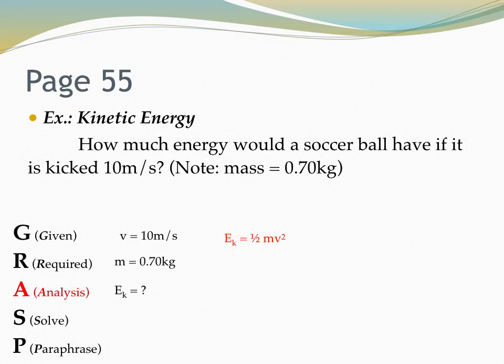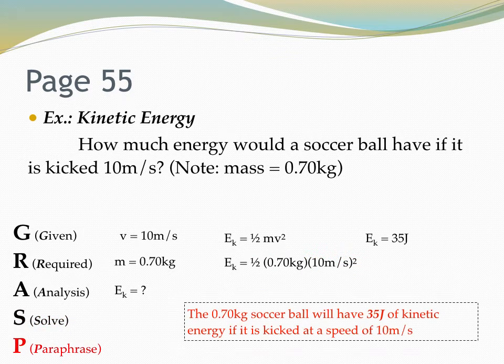Okay. Well, it looks to me like if we want to solve it, we can just plug away. So boom, we're just going to throw our numbers right in there. Half of 0.70 kilograms times 10 meters per second squared equals 35 joules. And bingo, right there. We already have our sig digs, so now all we need to do is paraphrase. The 0.70 kg soccer ball will have 35 joules of kinetic energy if it's kicked at a speed of 10 meters per second. Take a minute to just copy this down in your notes.